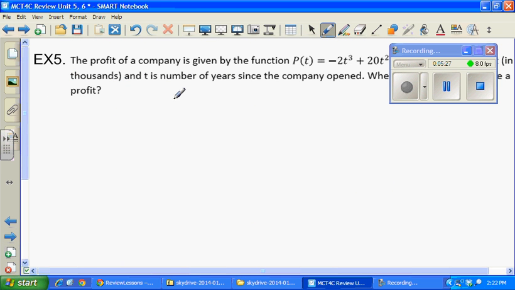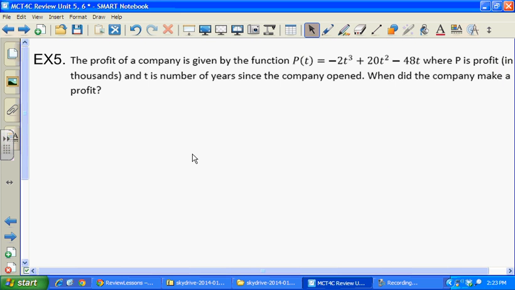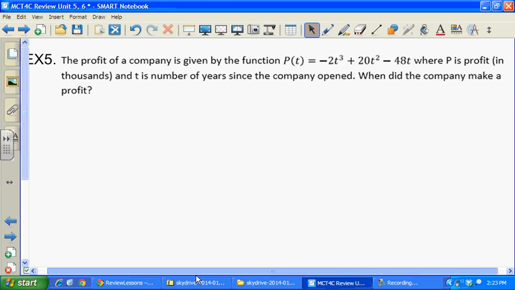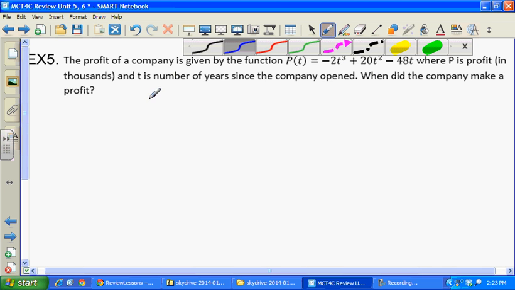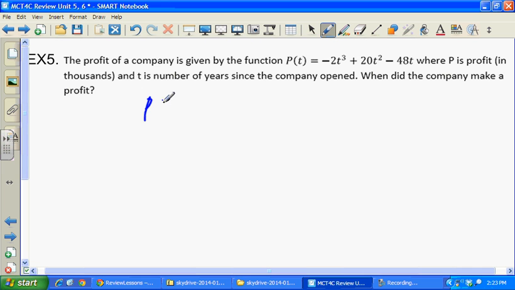Example 5 is a word problem. The profit of a company is given by this formula, where P is the profit in thousands and t is the number of years since the company opened. When did the company make a profit? Well, that's when the profit is greater than 0, right? So we want to know when this thing is greater than 0. First figure out when it's equal to 0.